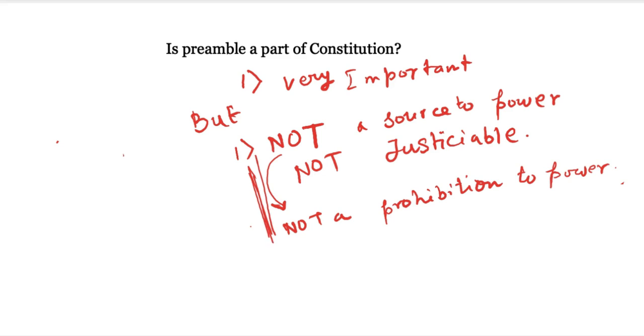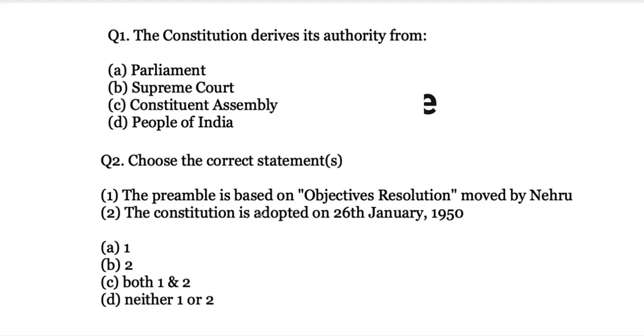Please remember that the preamble is very important, but it is not justiciable. It is not a source of power to the legislature, so the Parliament, and also not a prohibition of power. Whatever is said in the preamble is like a sneak peek of the constitution. This is how the preamble is. Now we will solve a few questions.